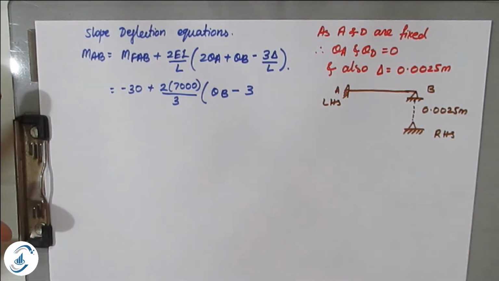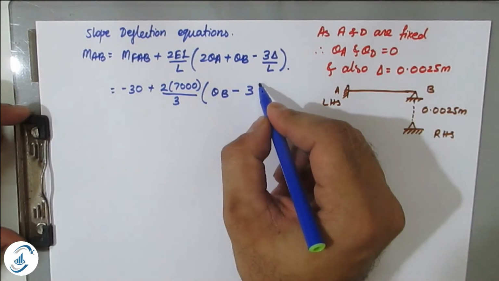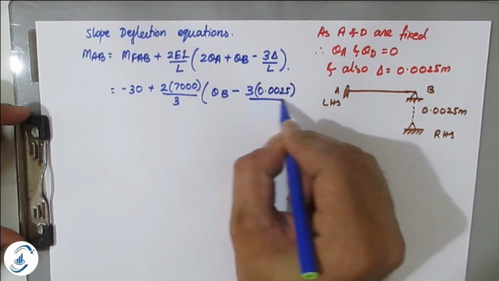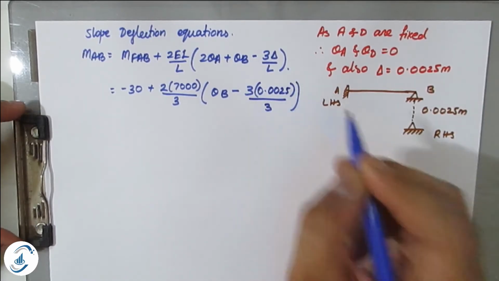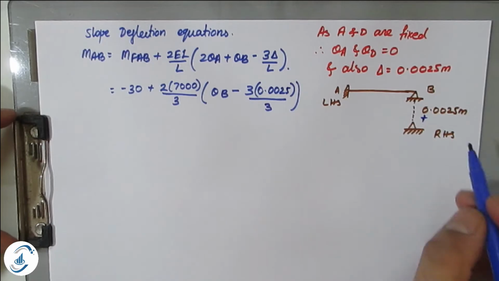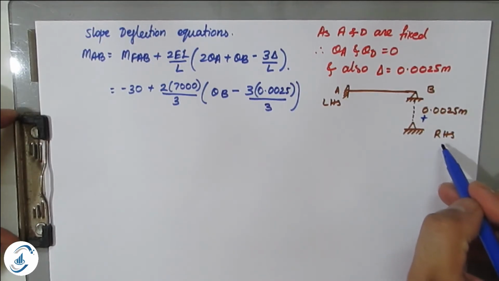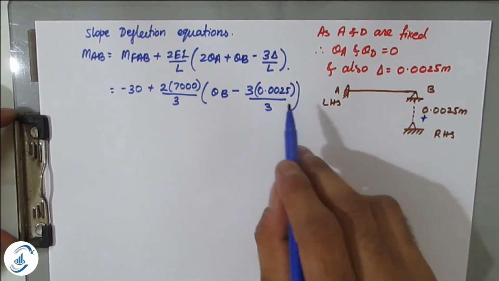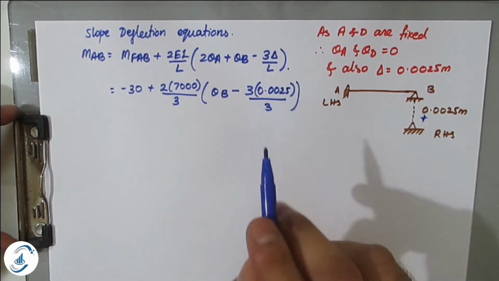So here I can write down 0.0025 divided by span, bracket complete. This is positive delta: if right hand side support is going down compared to left hand side support, then the delta is positive. So positive delta has been substituted.